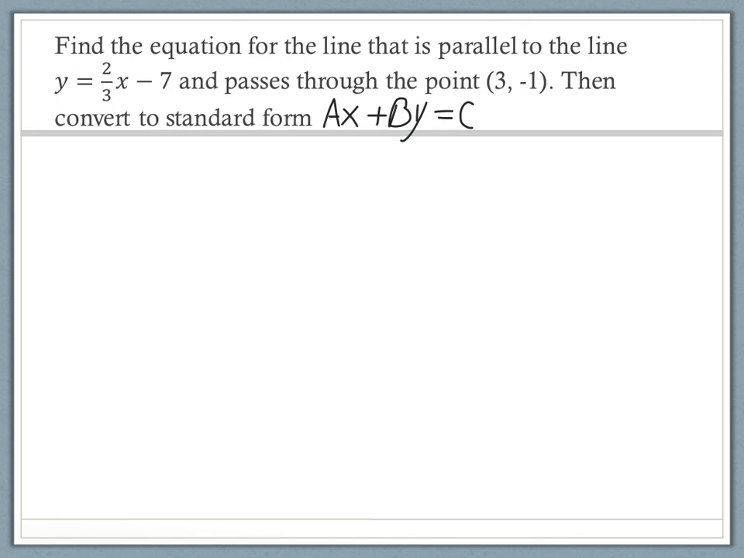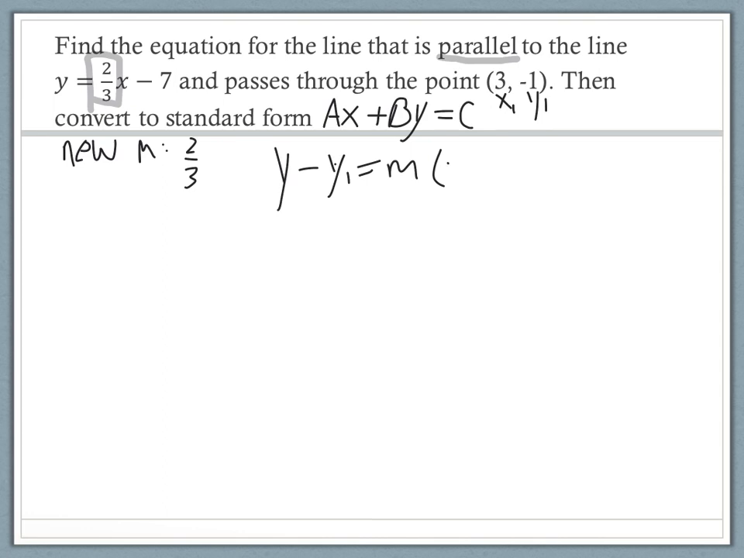All we need is a point, which we have, x1, y1, and a slope. Well, we don't have a slope exactly, but it tells me that the line is parallel to this line. So we know that parallel lines have the same slope. So I know that my new m, or my new slope, is 2/3. Okay, and we already have a point, that (3, -1), so we're going to use point slope form, which was y minus y1 equals m, then x minus x1, just like we did a couple slides ago.